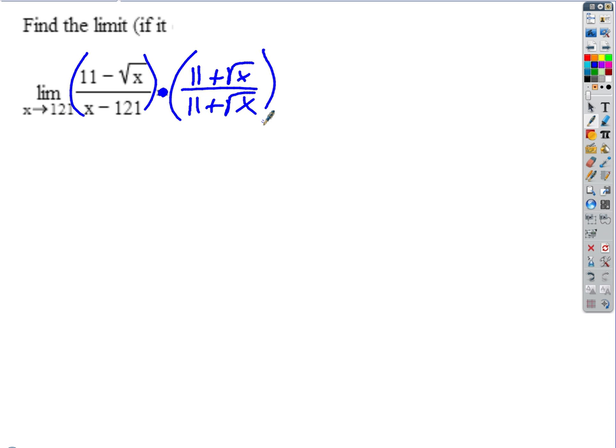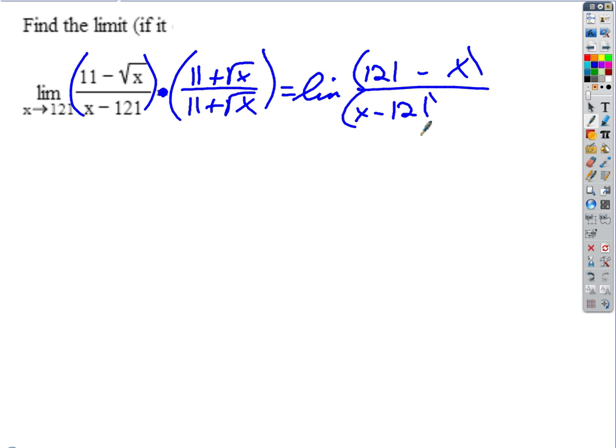Okay, what's that going to give us on the top? If we multiply conjugates, we always just fold, right? The O and the I cancel. Good. First term squared, so 121 minus x over, on the bottom we've got x minus 121 times this other factor. Okay, and so what about that right there? What do we got?